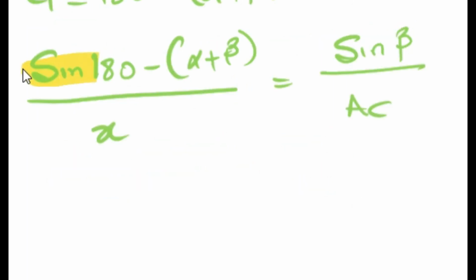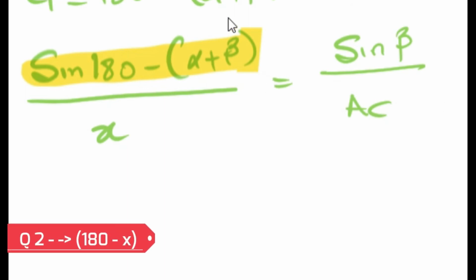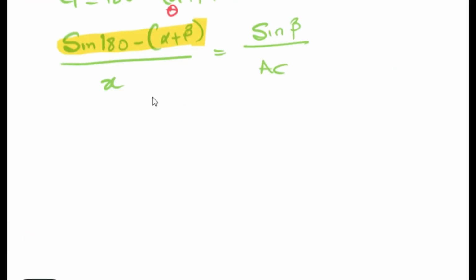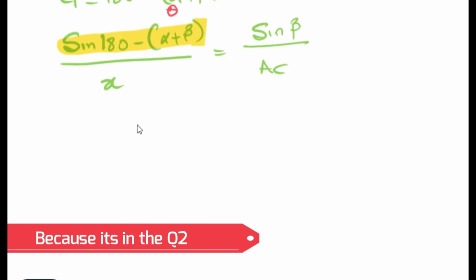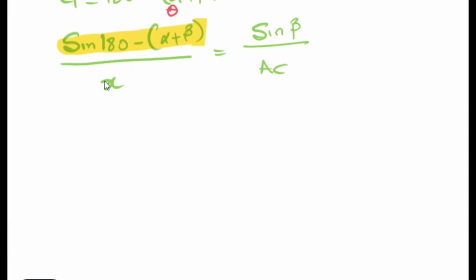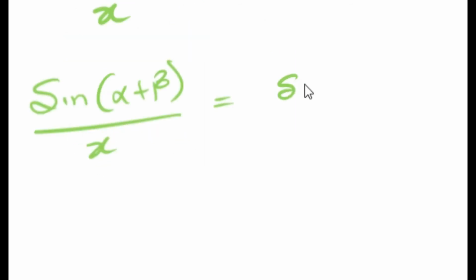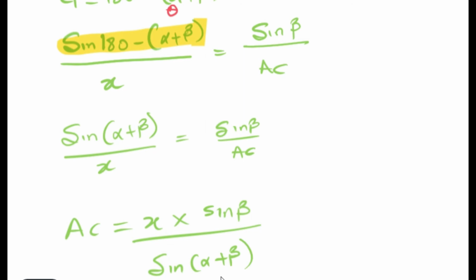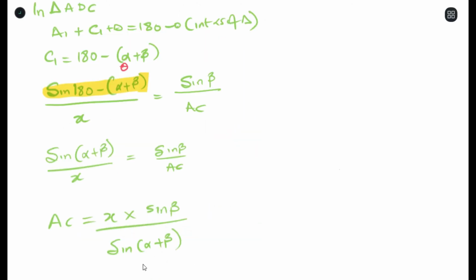Now there's something we notice. We have this here as 180 minus alpha plus beta. Now this kind of reminds me of 180 minus theta. And using reduction formula, whenever you have sine 180 minus theta, it is the same thing as writing sine theta. So therefore, I could rewrite this as, due to the concept of reduction, and that's what I'm going to have left. Then to get AC, I cross multiply. And that would be the answer for AC.